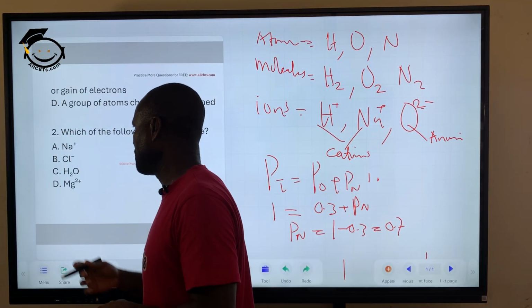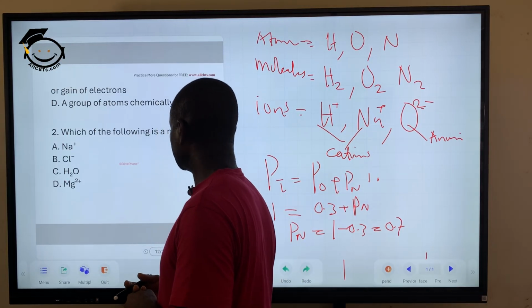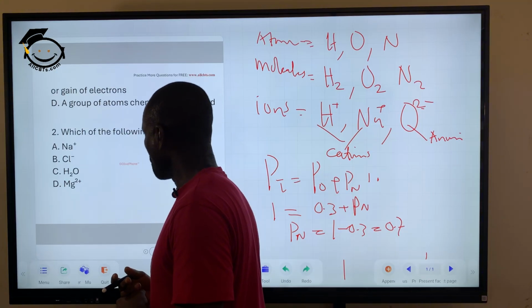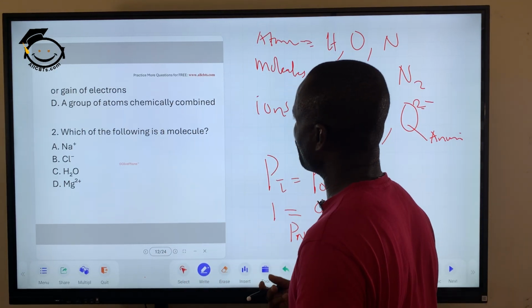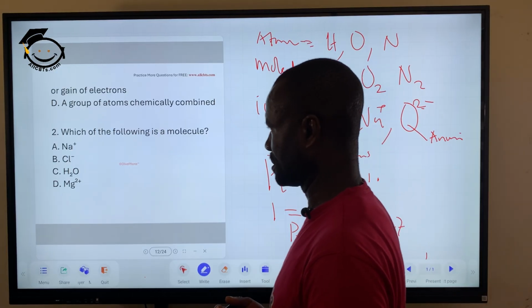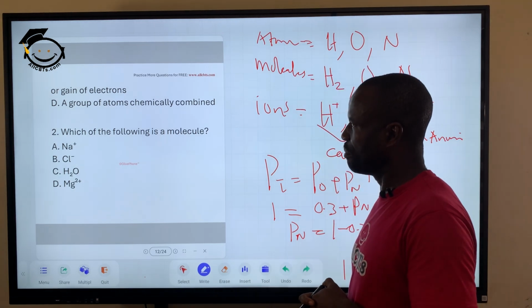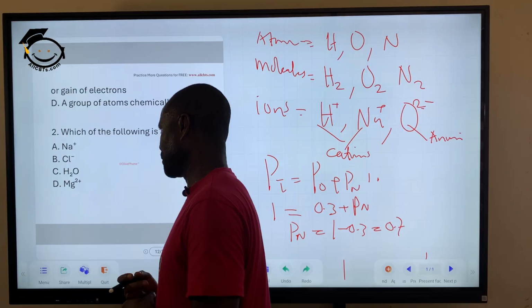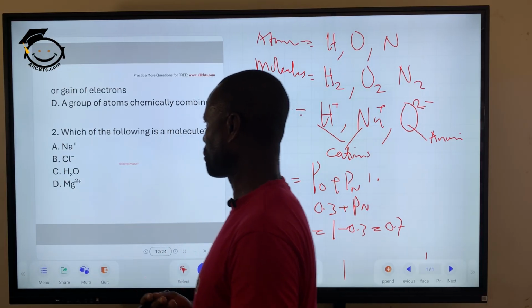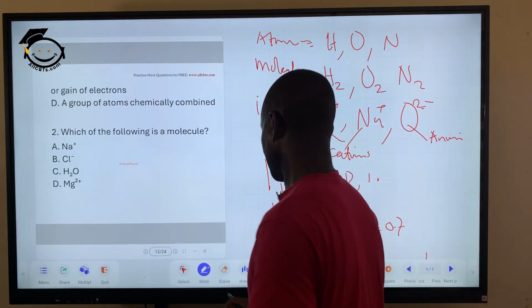A. Sodium ion. This is an ion, so it's not a molecule. Chloride ion. No, it's not a molecule. H2O. H2O is a molecule because it's a combination of 2 or more atoms. We have 2 atoms of hydrogen and 1 atom of oxygen, which makes up a molecule of water. The last option is magnesium ion, which is known. So the 3 above are ions, while the only correct option is H2O.